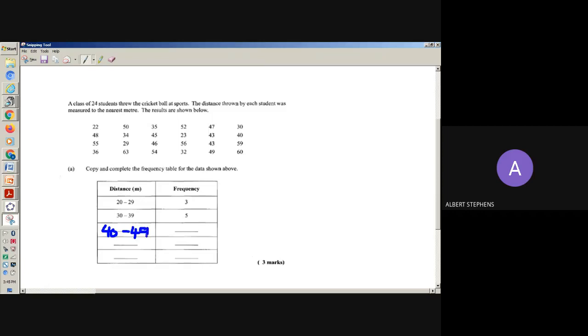All right. So can you please do me a favor? Can you just jot down this table for me? And I want you guys to complete this table. Over here, basically what they're saying is that they want to know how many students threw the ball between 20 and 29 meters. So let's count them. We have that's one, two, 22. There's another one, 23.